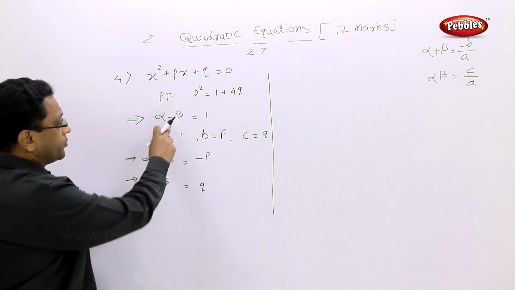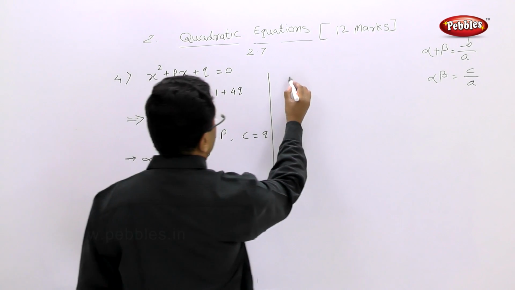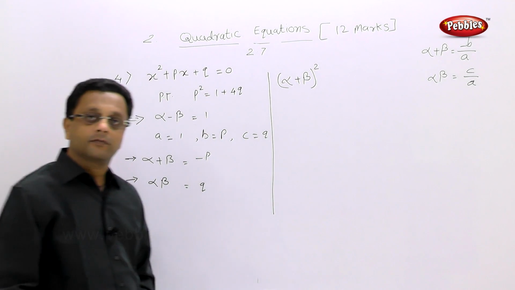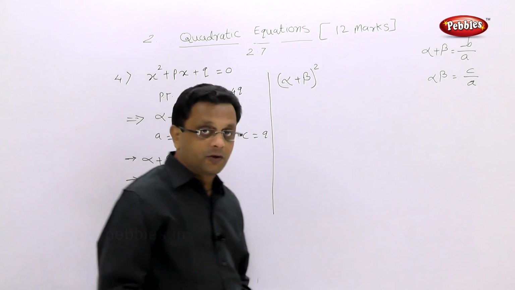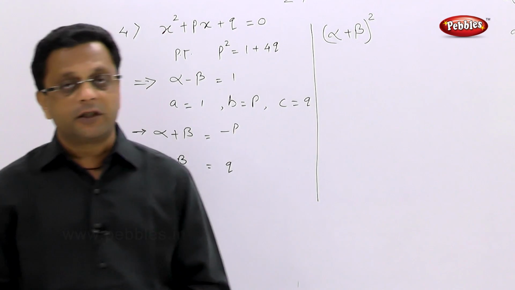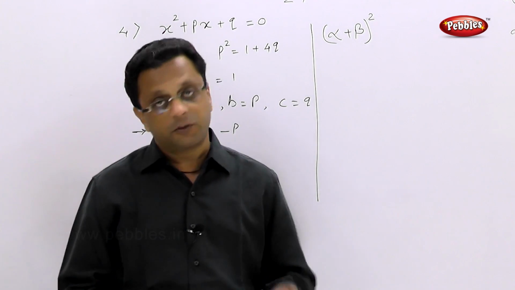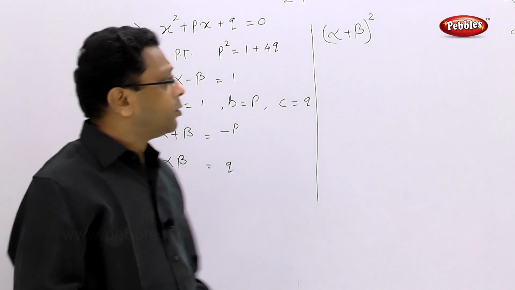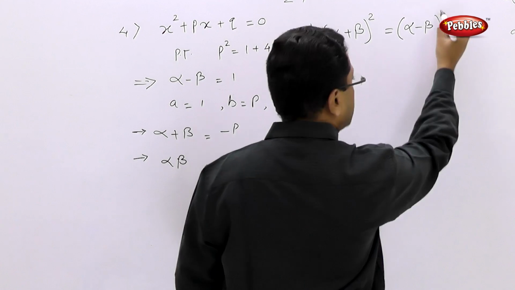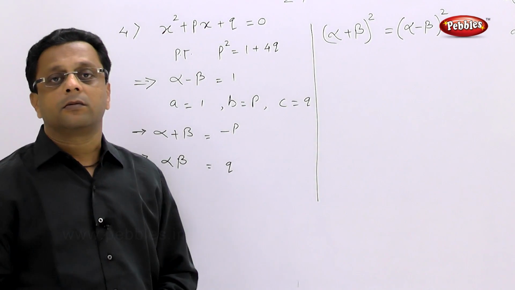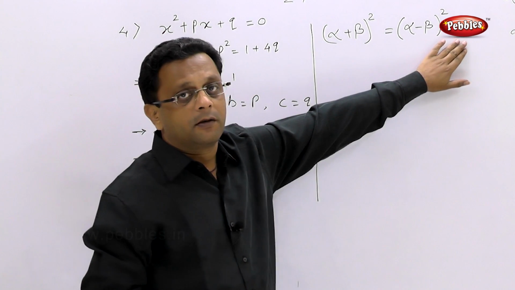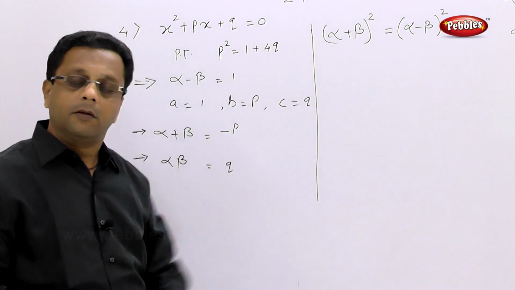Now suppose I take alpha plus beta bracket square. We know it is alpha square plus 2 alpha beta plus beta square. But suppose, can this be equal to alpha minus beta bracket square? Right now it is not. But if I subtract something from here, it will become equal.